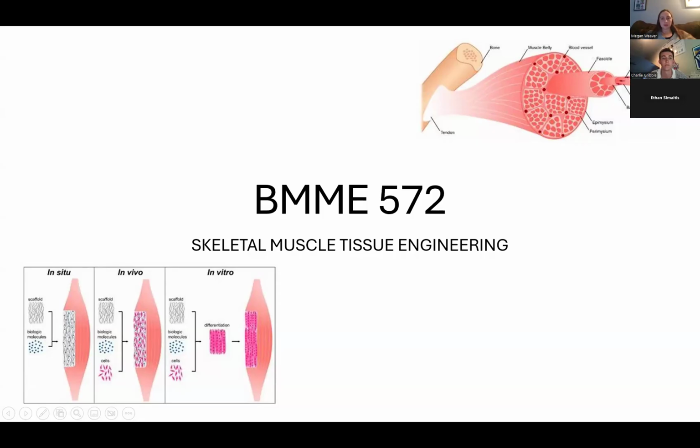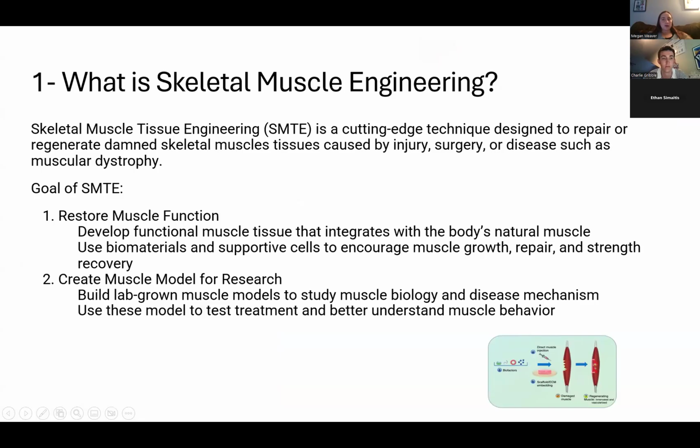Skeletal muscle tissue engineering, or SMTE, is an innovative field focusing on repairing or rebuilding muscle tissues that have been destroyed by injuries, surgeries, or diseases like muscular dystrophy.